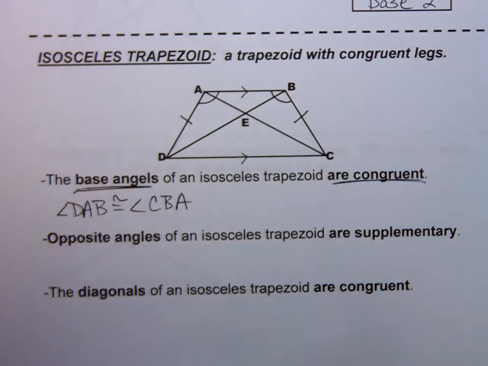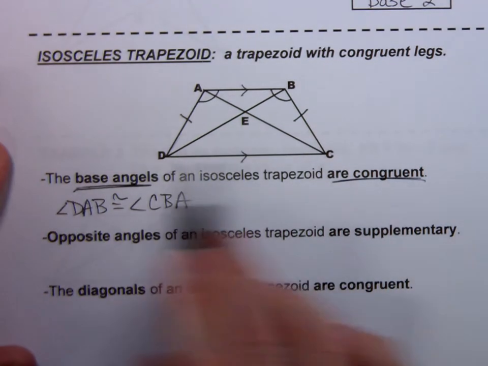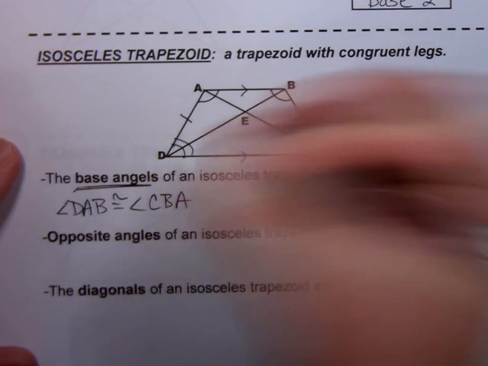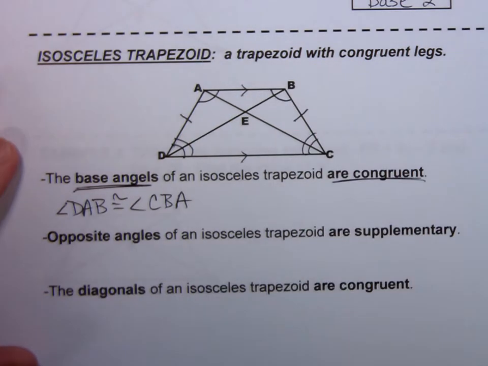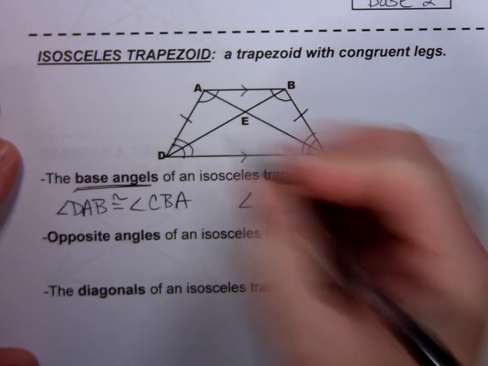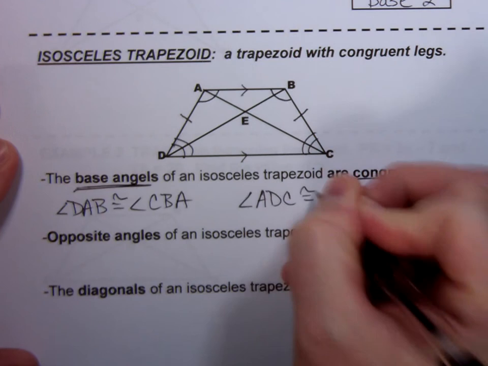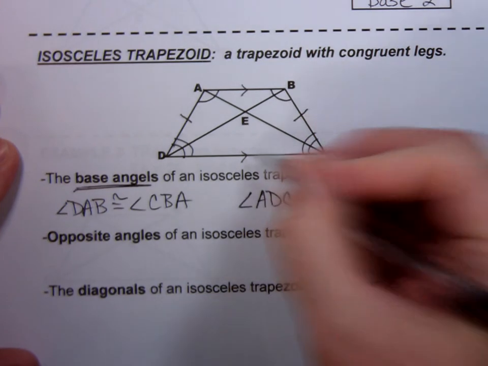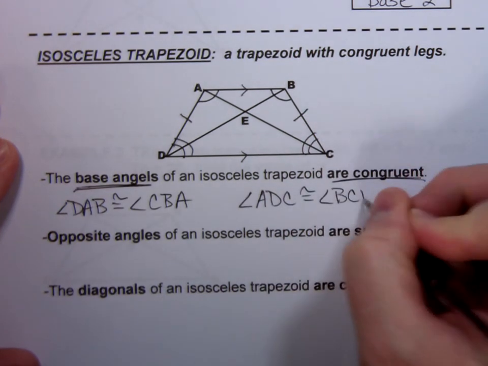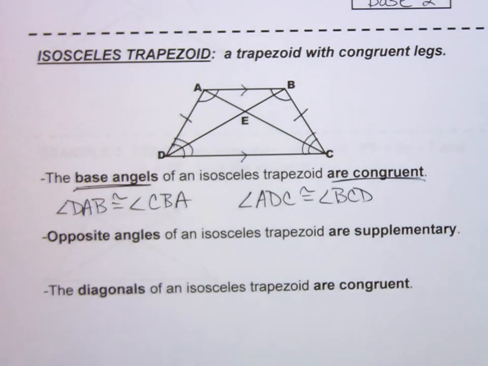And then along the other base, at either end of this base, you have another pair of base angles. And base angles are congruent. So I know that these two angles are congruent to each other. So I can say angle ADC is congruent to angle BCD. So both pairs of those angles are congruent because those are base angles.